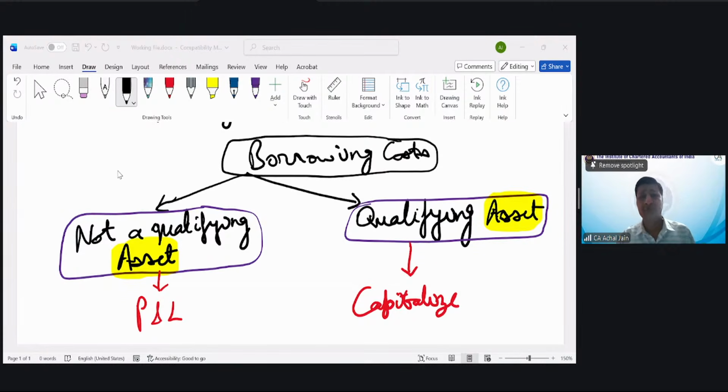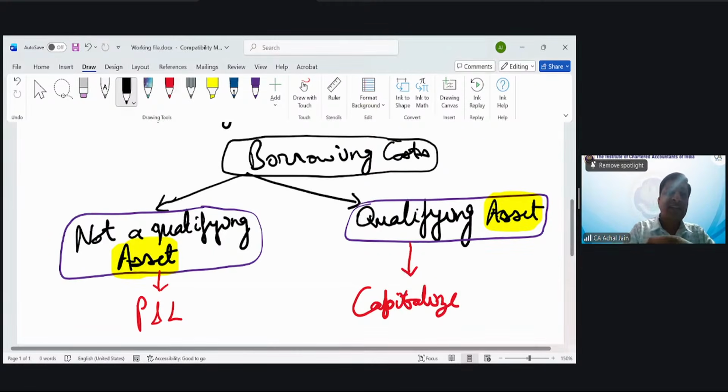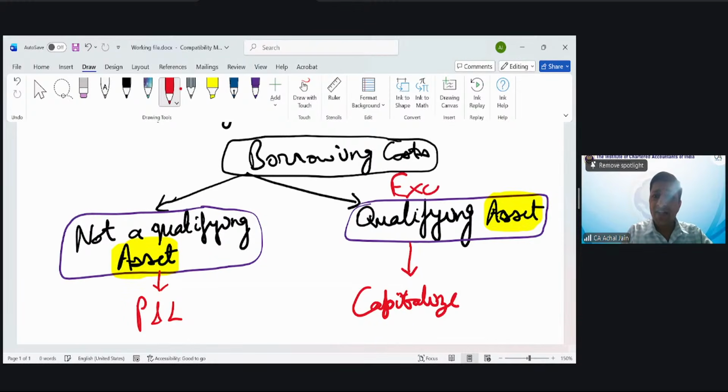See, what is our objective? Accounting treatment. As I told you, borrowing cost has to go to P&L always. But there's one exception to this rule, and there's only one exception. What is that? Whether you have a qualifying asset wherein this borrowing cost is being incurred. If yes, then you capitalize. So for us, what do we need to check? Only and only whether the asset is qualifying or not. Otherwise, everything is not qualifying and everything has to go to P&L. Right?